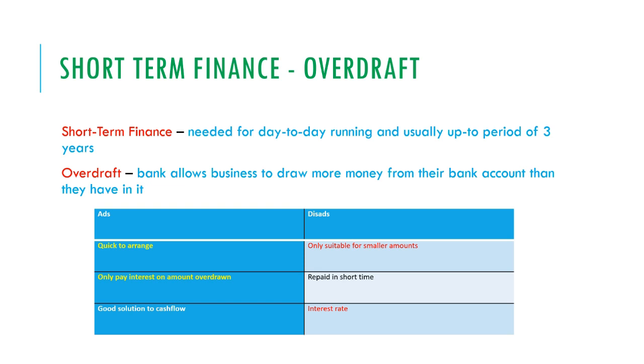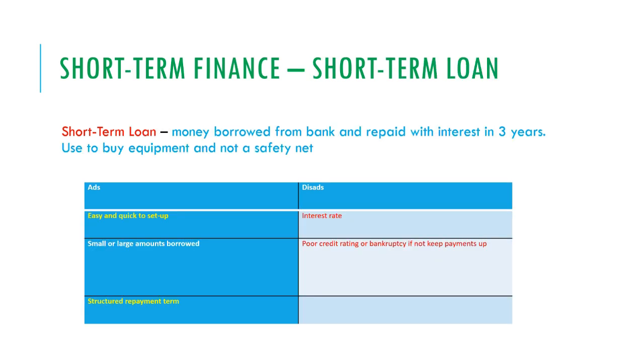The advantages of this are that it's quick to arrange and you only pay interest on the amount you've overdrawn, and it's usually a good solution to cash flow. But the disadvantage is that it's only suitable for a small amount, you have to repay it in a very short time, and the interest rate is still there. You can also get a short-term loan, which is when money is borrowed from the bank and you have to repay it with interest in 3 years. You can use this to buy equipment, but a short-term loan is also not a safety net.